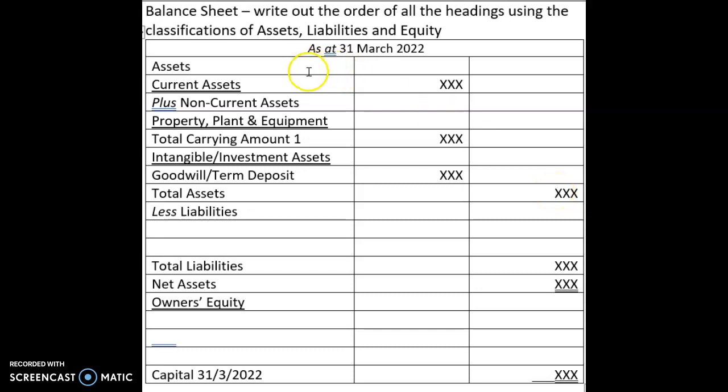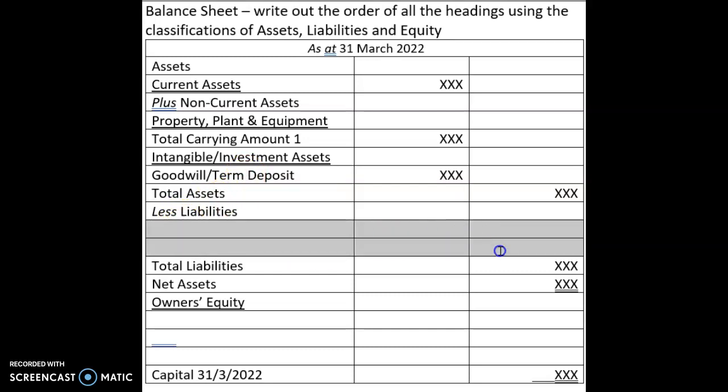Current assets are those assets that are going to turn into cash within the next accounting period, next year. Non-current assets, you're going to turn them into cash or get a benefit longer than the next accounting period. Property, plant, equipment are physical assets that we can touch that last a long time, for example, equipment, vehicles, buildings. Intangible assets are what we can't touch, and the only one we deal with is goodwill. And investment assets are things like term deposits and shares in another company.